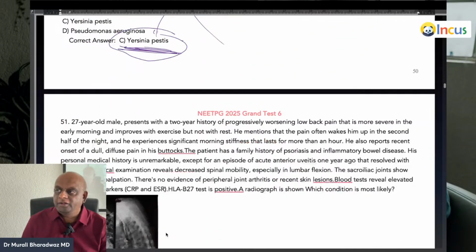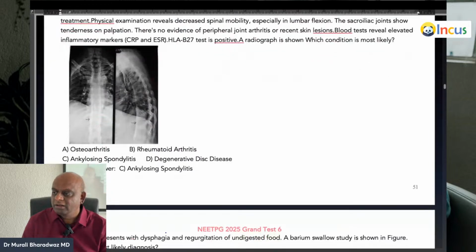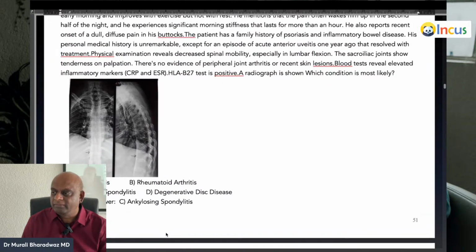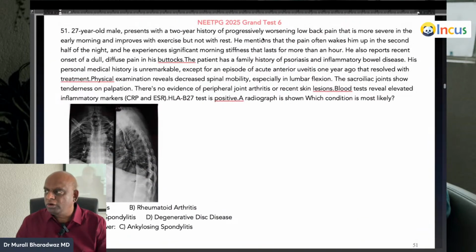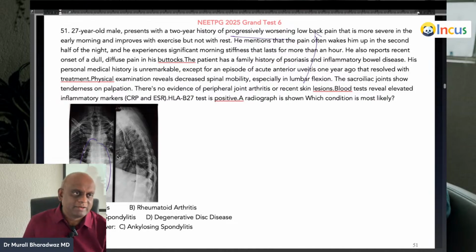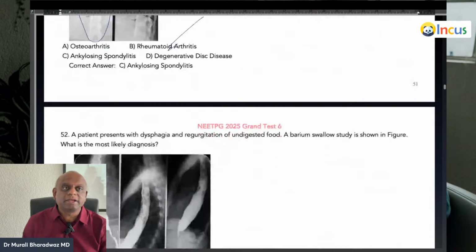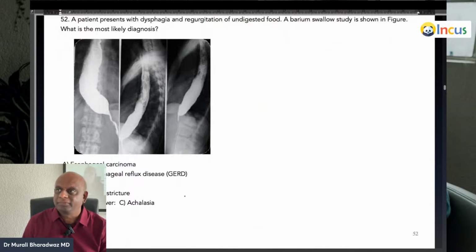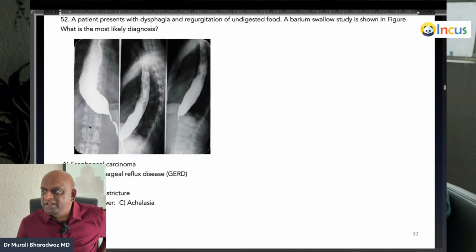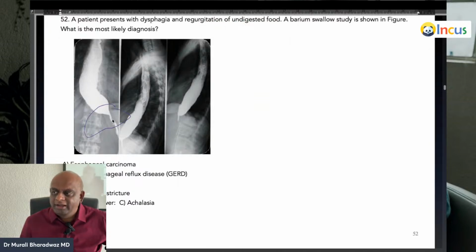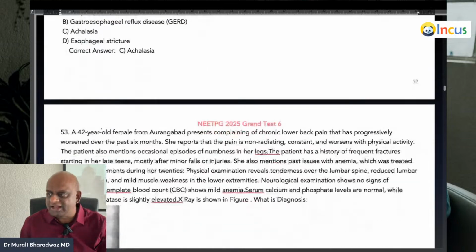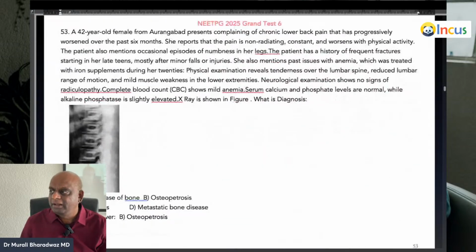Now, a 27-year-old with a 2-year history of progressively worsening low back pain. What do you see here? Bamboo spine, which is classical of ankylosing spondylitis. A patient presents with dysphagia. What do you see? Rat tail appearance, which is classical of achalasia.